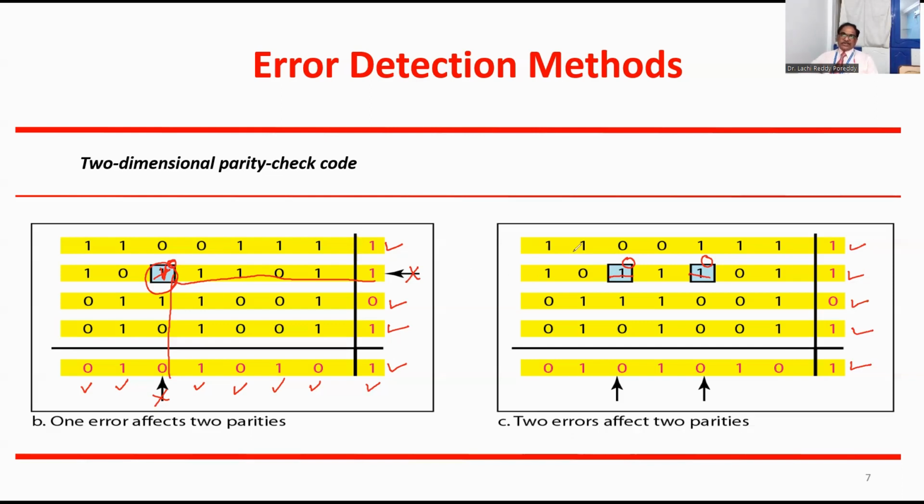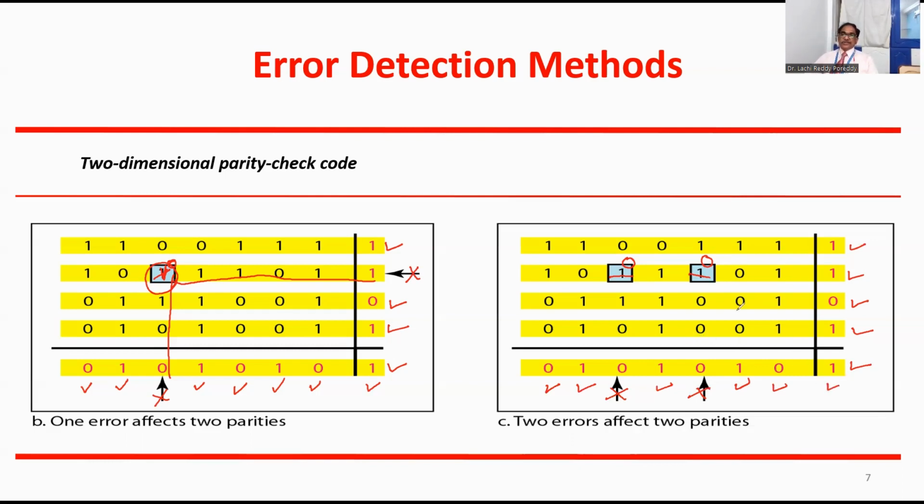Now let us see column wise. In the first column, even, it is correct. The second column, even, correct. Third column, odd, so wrong. Fourth column, even, correct. Fifth column, odd, wrong. Sixth column, even, correct. Seventh column, even, correct. Eighth column, even, correct.